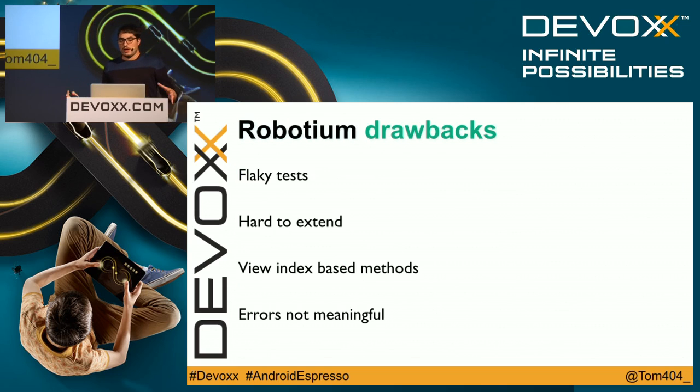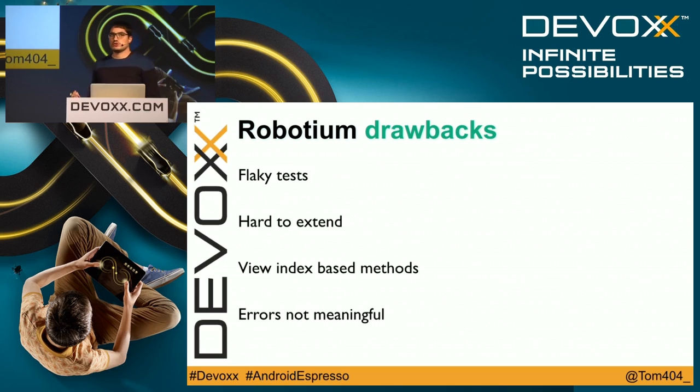And Robotium has some drawbacks. So the first one is flaky tests, because if the timeouts are not well configured, you will have tests that are going to fail randomly. And then it's really hard to extend, because the API is just one class and you cannot add functionality easily. The only proper way to do it is to fork the project and add your functionality and submit a pull request.